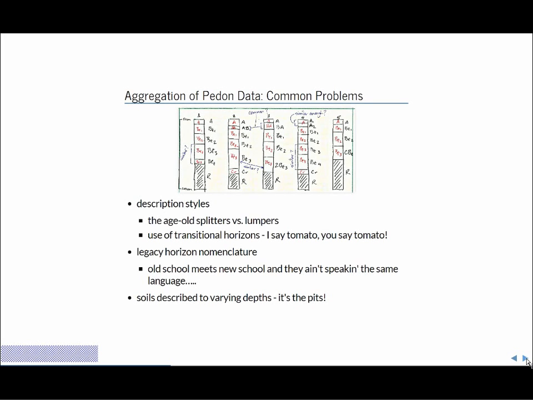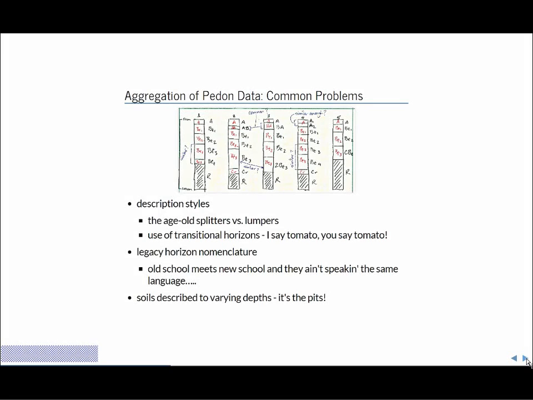I was joking the other day that the only reason Dylan, Stephen, and I can still work together is that we've never actually been in a pit and described the soil together. So, you know, things get a little intense when you get soil scientists in the pits.